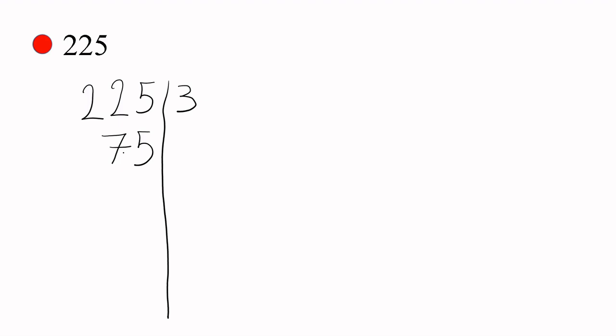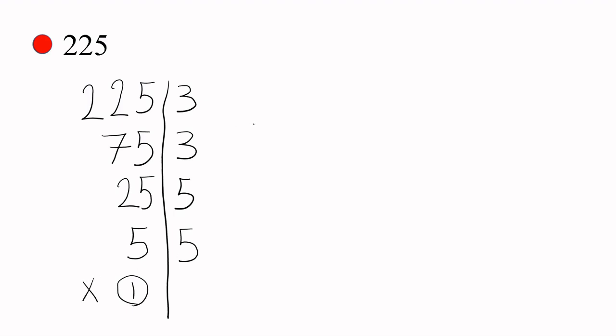Is there any prime number that I can divide 75 by? 2 is not going to be the case. By adding 7 and 5, I'm going to have 12. Of course, it is divisible by 3, so I'm going to write 3. If I divide 75 by 3, the answer will be 25. Is there any prime number that I can divide 25 by? Yes, 5. After that, I'm going to have 5 divided by 5, 1. When I find 1, I must stop.